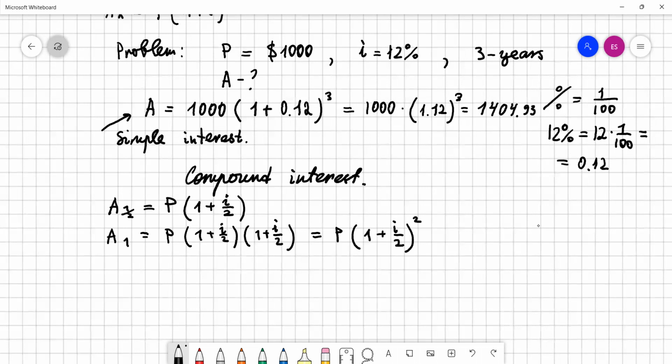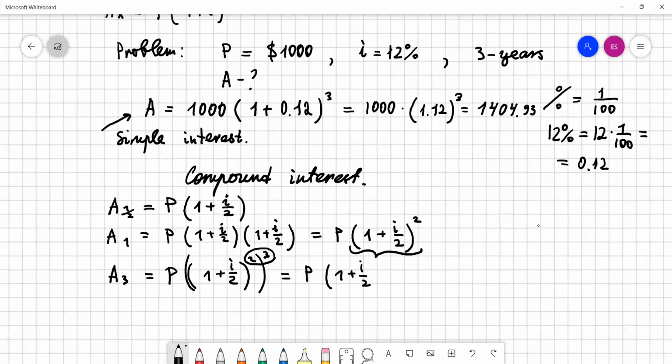Well, it's not going to be a very big difference after 1 year, but after 3 years, it's going to be a difference. So what are we going to have after 3 years? I'm going to write down A after 3 years. It's going to have this one repeated 3 times. So it's going to be P(1 + i/2)^2 repeated 3 times. Remember, a power of a power means multiplication of powers. So I'm going to have P(1 + i/2)^6.